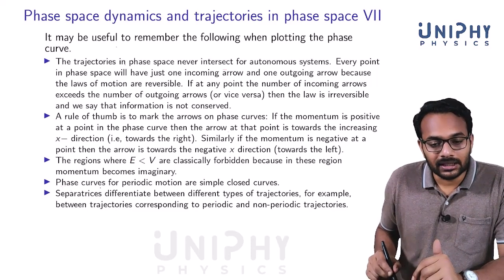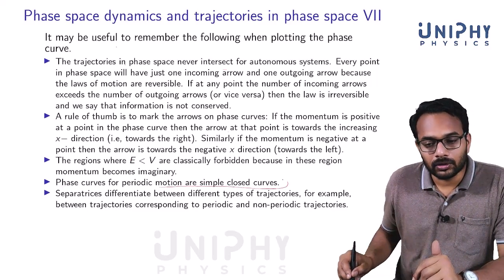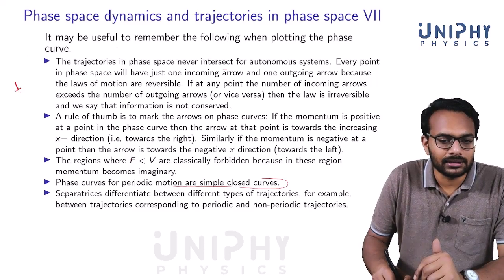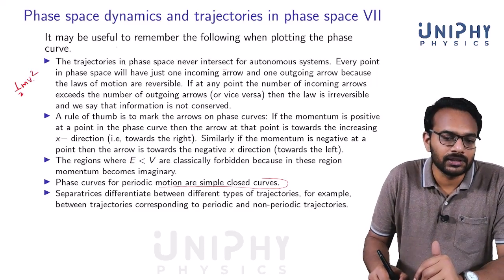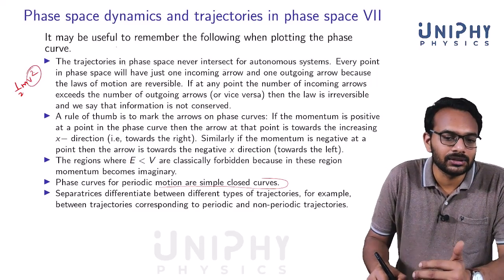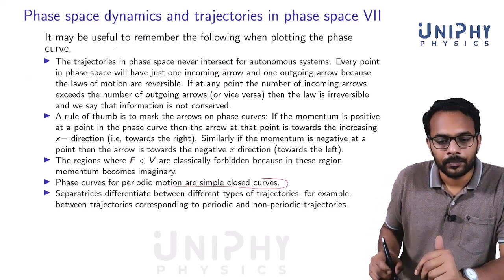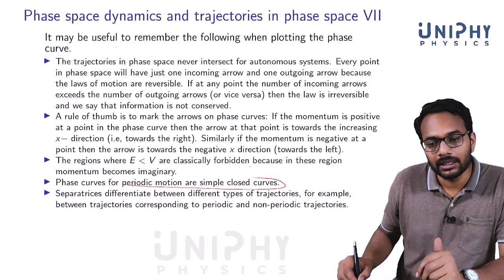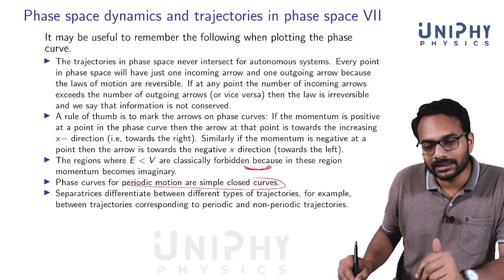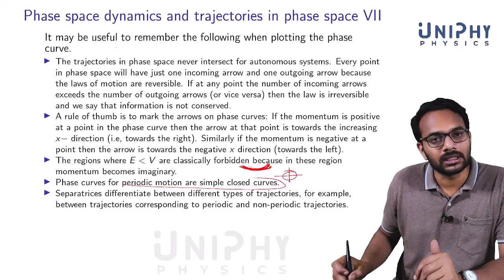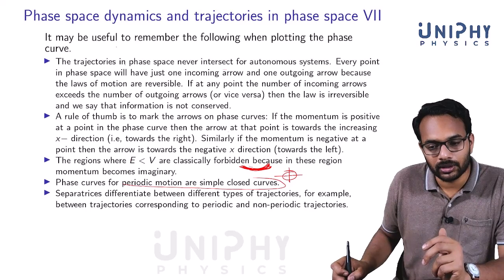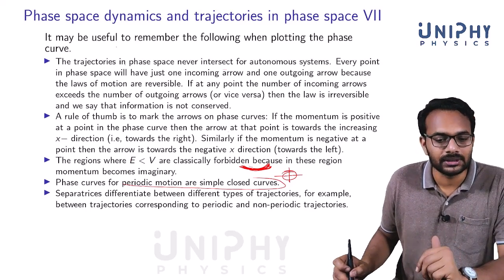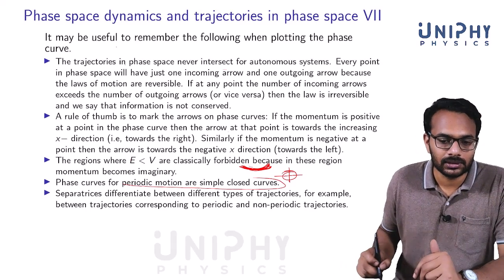Now phase curves for periodic motion are simple closed curves, because of just half mv square. If this is negative, that means velocity is imaginary, that's what we mean. Periodic motion in real space corresponds to open curves, not closed curves, but in phase space periodic motion corresponds to closed curves.